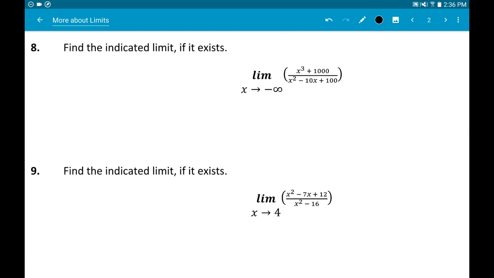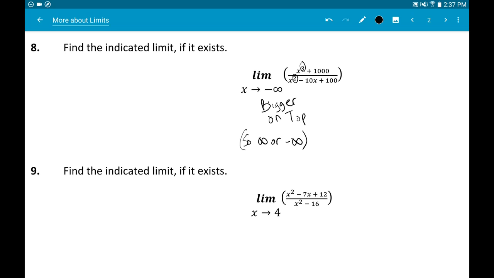Alright, let's look at number 8. Find the indicated limit if it exists. So you've got x going to negative infinity. Okay. And then looking at your big exponents, you've got a cubed on top and a squared on bottom. X cubed on top, x squared on bottom. So 3 is bigger than 2. So we would call this bigger on top. Alright, so we know the solution is either infinity or negative infinity in this case. So we've got to figure out which one it is.